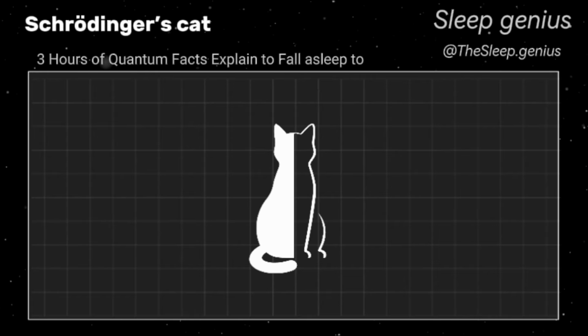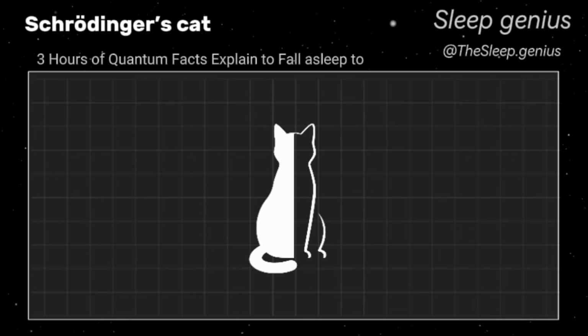Schrödinger's cat. Schrödinger's cat is a thought experiment that illustrates the strange and counterintuitive nature of quantum mechanics. It begins with a hypothetical scenario in which a cat is placed inside a sealed box, along with a device containing a radioactive atom, a Geiger counter, and a vial of poison. The atom has an equal probability of decaying or not decaying within a given time frame. If the atom decays, the Geiger counter triggers the release of poison, killing the cat. If the atom does not decay, the cat remains alive.